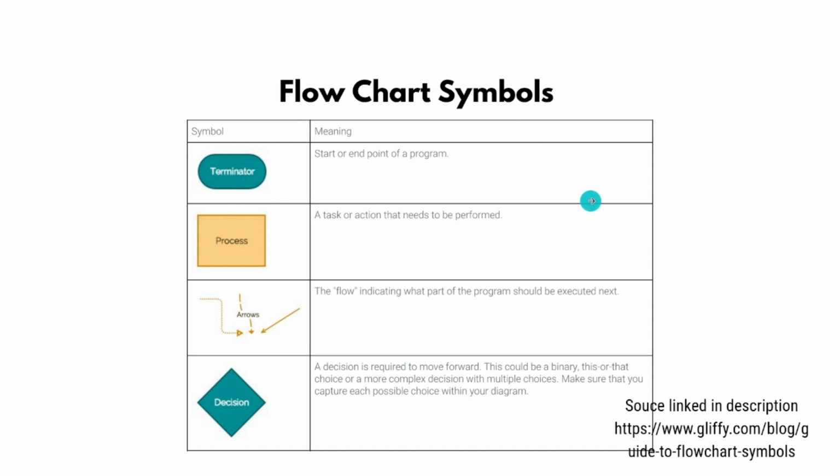The source for this is linked in the description, but basically this symbol is a terminator, which means the start or end of a program. You want to start with this, and then proceed with the other ones. The second one, this rectangle, is a process, a task or action that needs to be performed. The arrows indicate flow, what part of the program should be executed next. So you will flow from a terminator to a decision or a process, and then end by flowing back to a terminator.